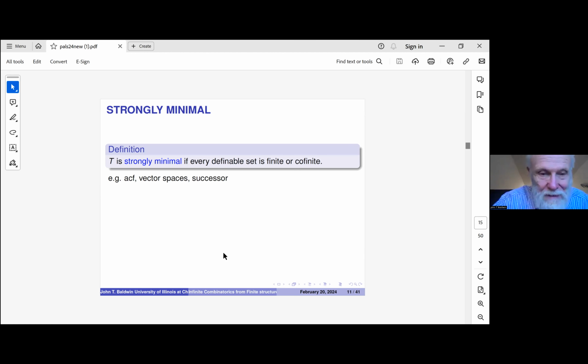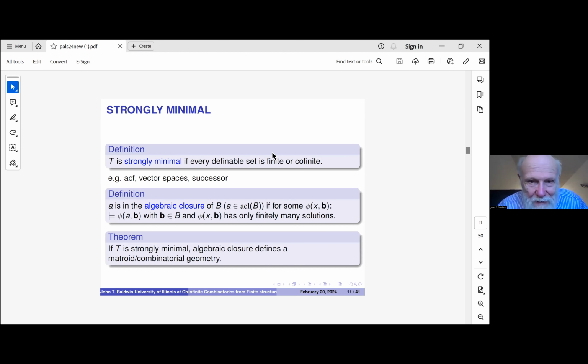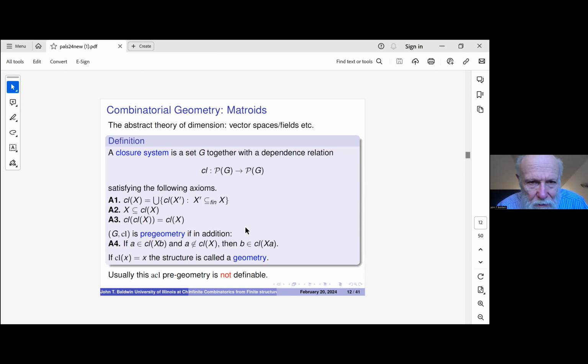I mean, there's a notion of a basis. Well, I think I'm going to say in the next slide. If you have a strongly minimal set, then we take the notion to be a notion of algebraic closure in the model theoretic sense, which means A is in the algebraic closure of B if for some formula phi with parameters in B, phi of A, B is true, but phi of X, B has only finitely many solutions. So it's the direct generalization from field theory to an arbitrary first-order theory. And if T is strongly minimal, algebraic closure defines a matroid, a combinatorial geometry on the models of the theory. And the dimension of the space as a geometry is the same thing as the dimension of the model. And so there's only one in each cardinality.